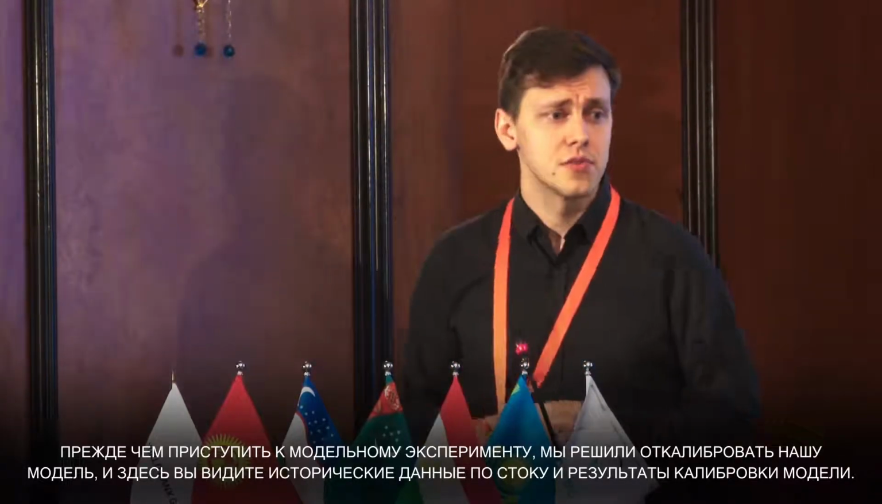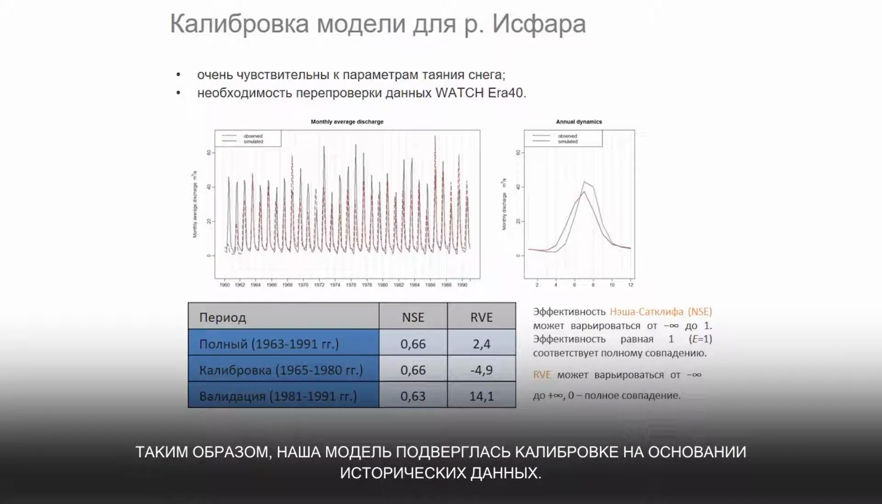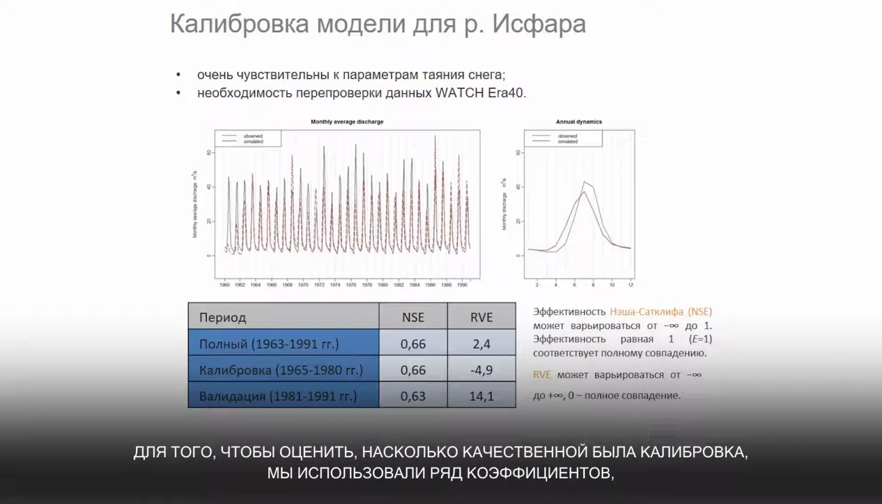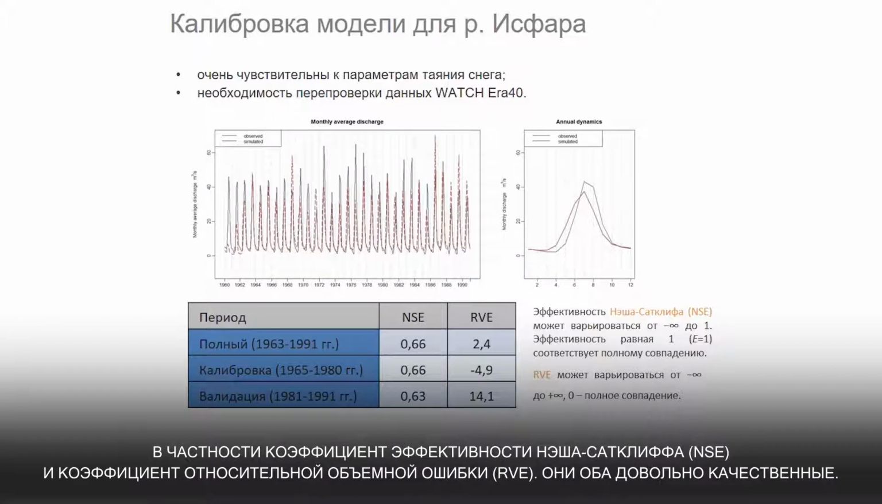Before we started the modeling, we decided to calibrate our model, and here you can see the historical period of river discharge and our calibration of the model. The model was calibrated and validated for the historical period, and to estimate how good our calibration is, we decided to use several coefficients: the Nash-Sutcliffe coefficient and also relative volume error, and both of them are quite good.